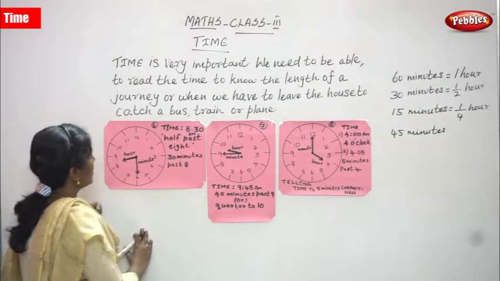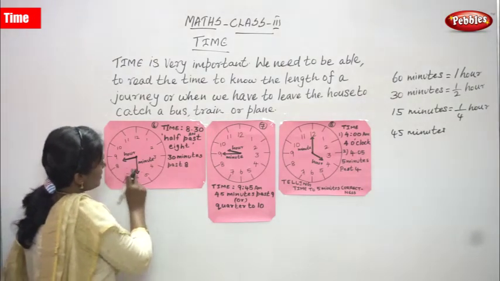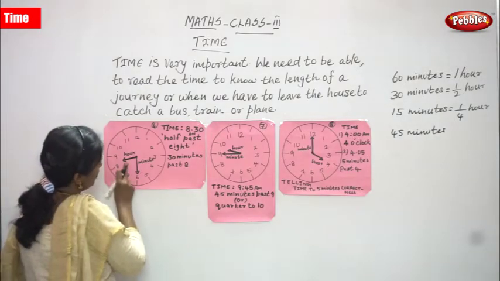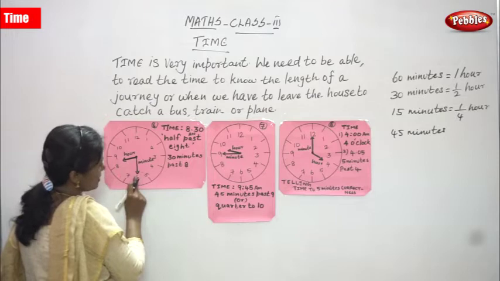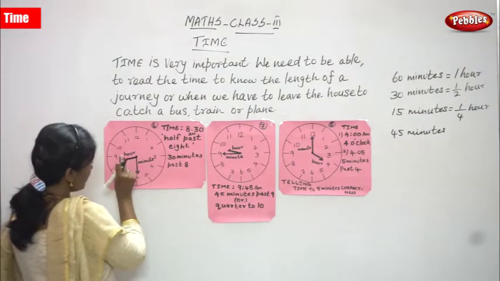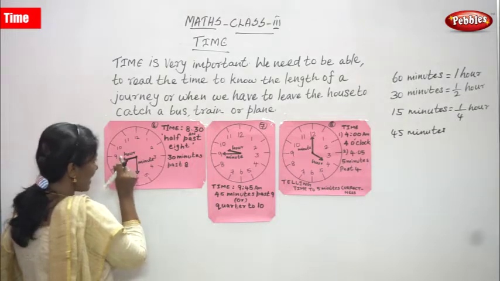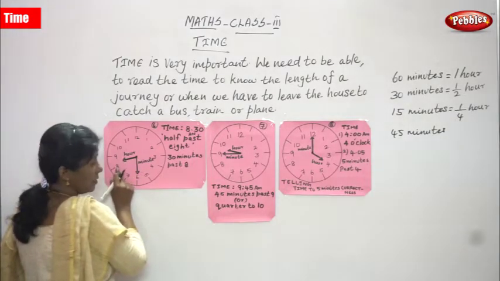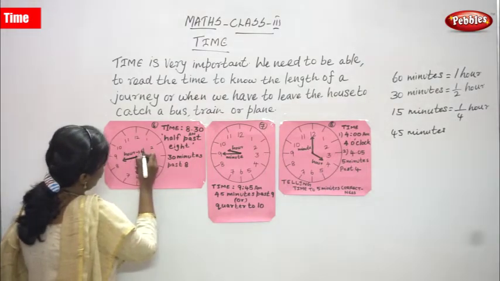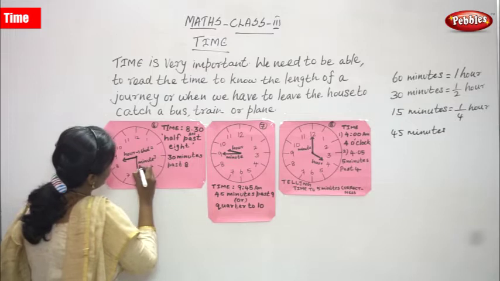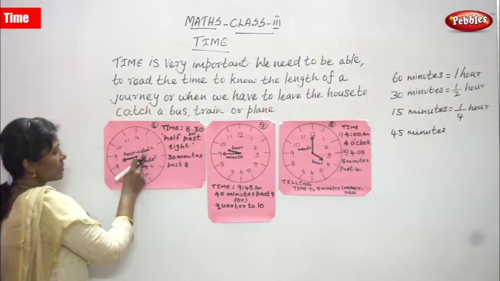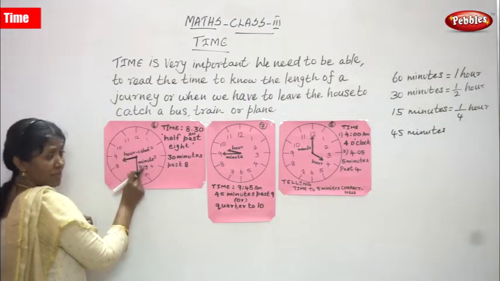Look at this hour hand and look at the minute hand. I've told you the short hand is always called the hour hand and the long hand is called the minute hand. The hour hand stands between 8 and 9. Hour hand means short hand. This is the long one. So short hand means hour hand and long hand means minute hand.